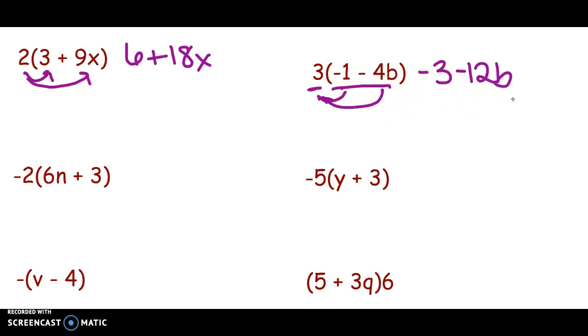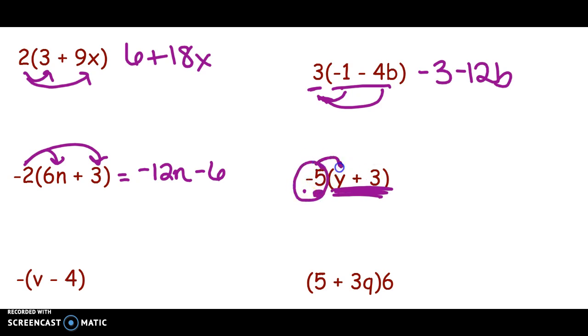Now, if I have a negative number on the outside, you have to remember that you're either multiplying by negative 2 or you're taking the opposite of 2 times it. So however that works for you. So negative 2 times 6n would be negative 12n minus 6. Same with negative 5. So you're taking y plus 3, 5 times and then taking the opposite of it. Or you're taking negative 5 times y and times 3. So negative 5y minus 15. Just remember that you're multiplying everything in the parentheses.